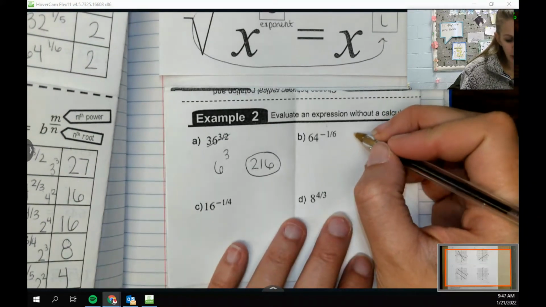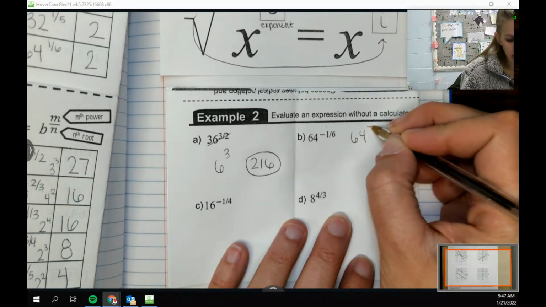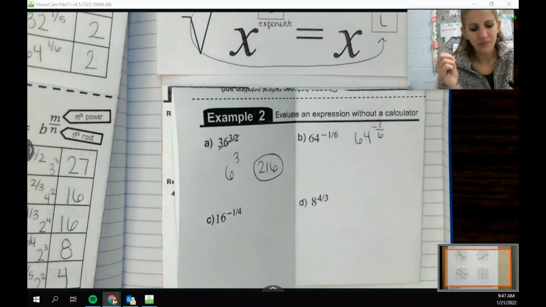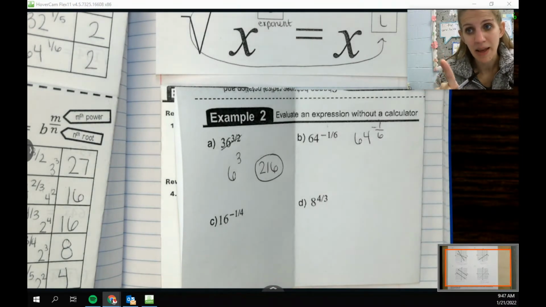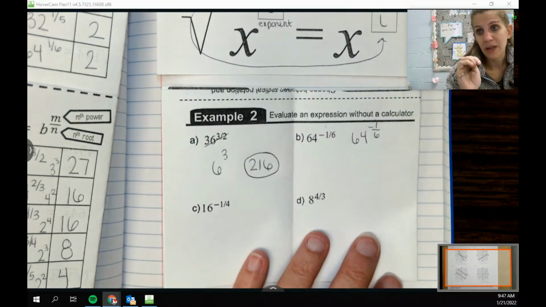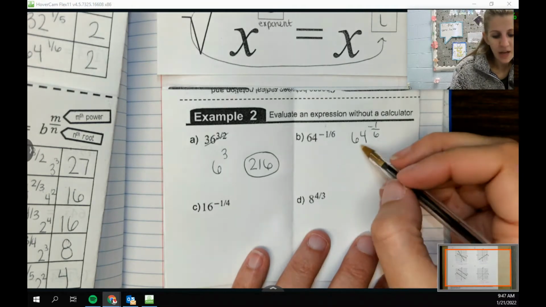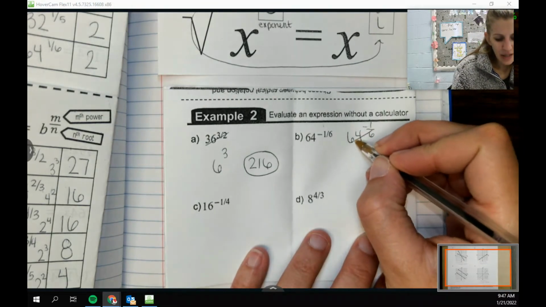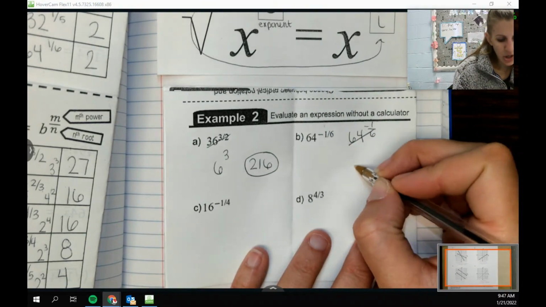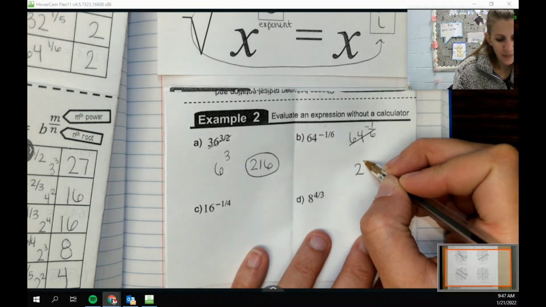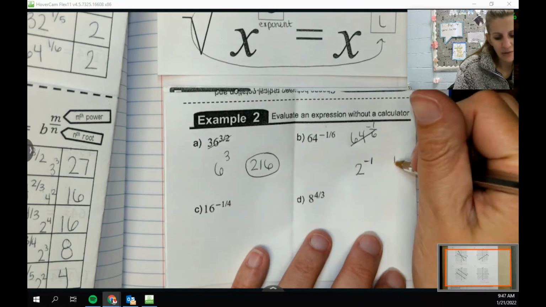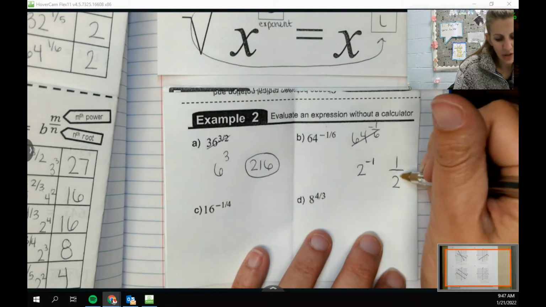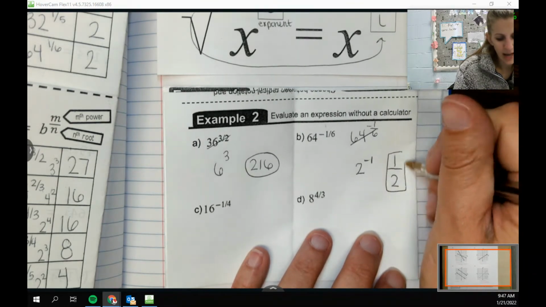I'm going to rewrite this fraction straight up and down. So 64 to the negative 1/6 power. I know there's a negative there and it's not supposed to be. I'm going to deal with it in a minute. I'm going to just worry about the root in the exponent for now. So the 6th root of 64 was 2. To the negative 1st power is not allowed, and so I have to move the 2 to the 1st to the bottom, so 1/2.